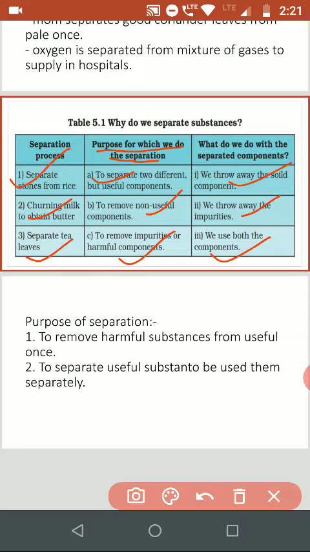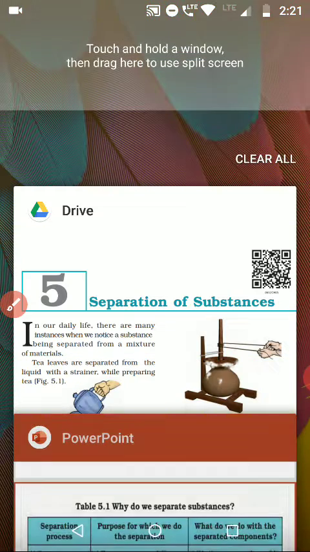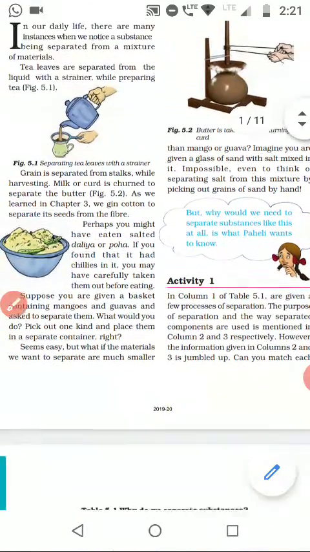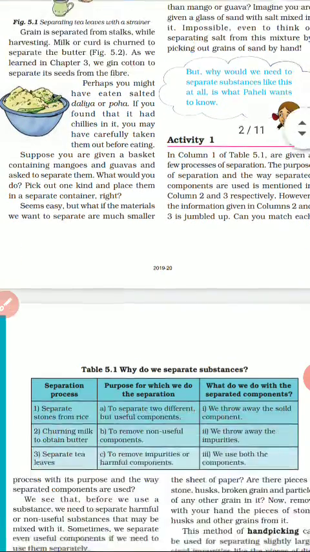So the purpose of separation is to remove harmful substances from the useful substance, or to separate substances which are both useful, but we need to use them separately. That's why they are separated. So this is the reason why we do this process. I hope this introduction part of this chapter is clear to you.